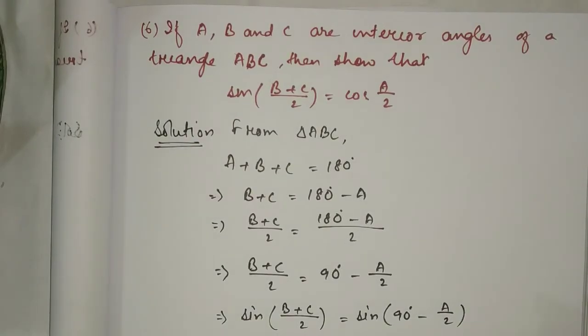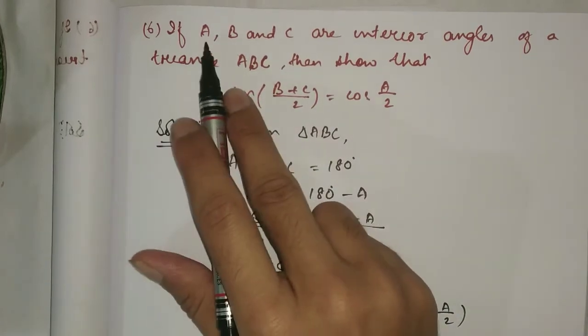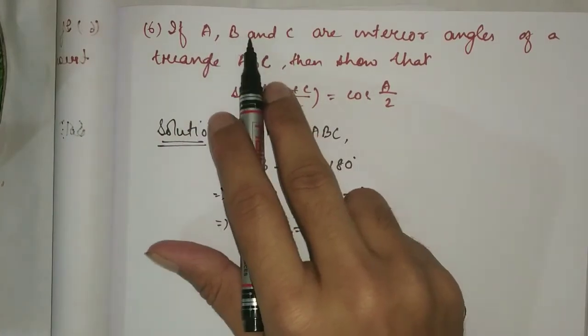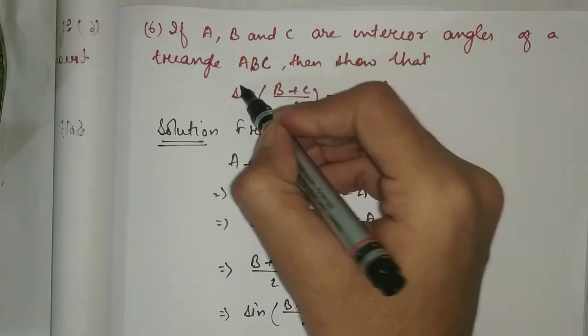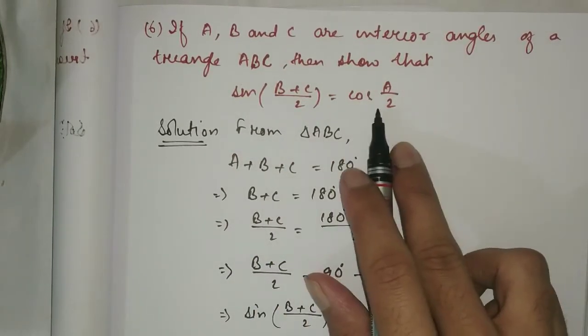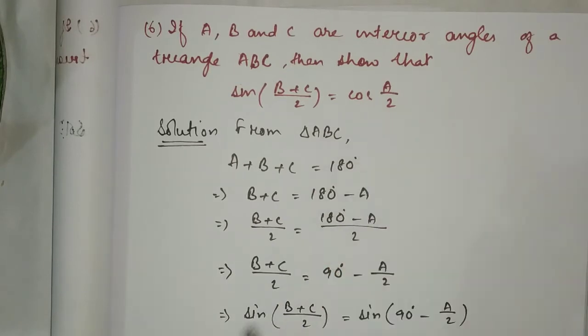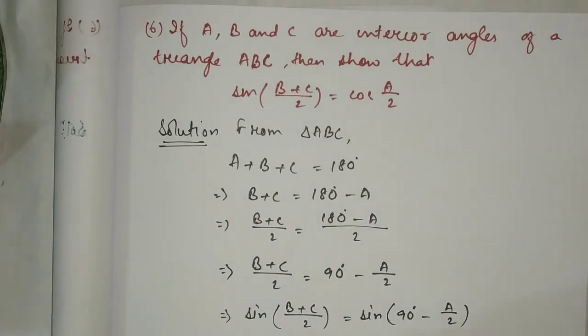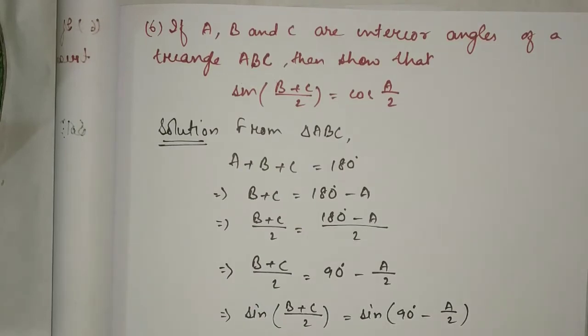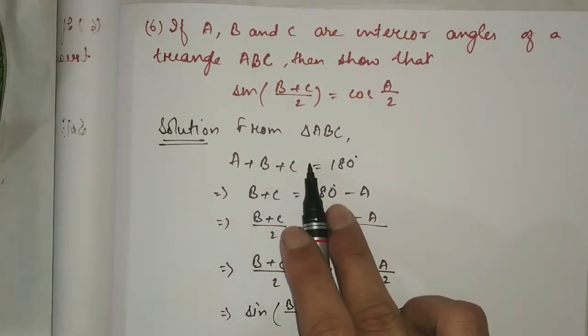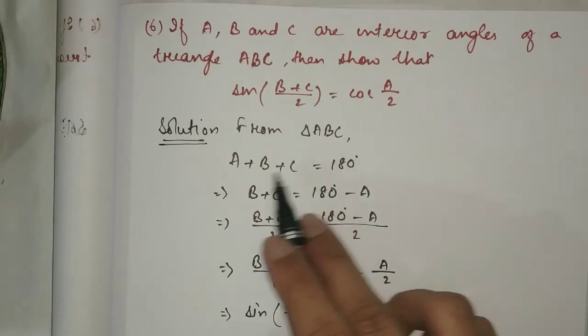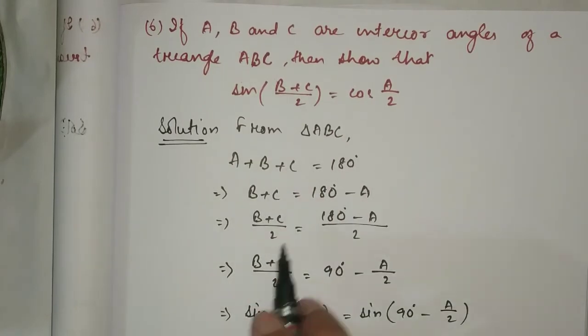Now the next problem, that is question number 6. Here it is given that if A, B, C are the interior angles of a triangle ABC, then we have to show that sine of (B plus C)/2 is equal to cos of A/2. Now we know that the sum of the three interior angles of a triangle is 180. So from triangle ABC, since A, B, C are the three interior angles of the triangle, we find that A plus B plus C is equal to 180 degree.